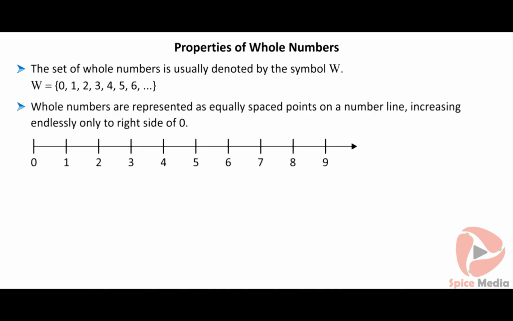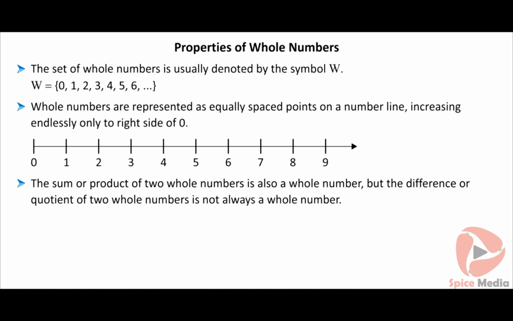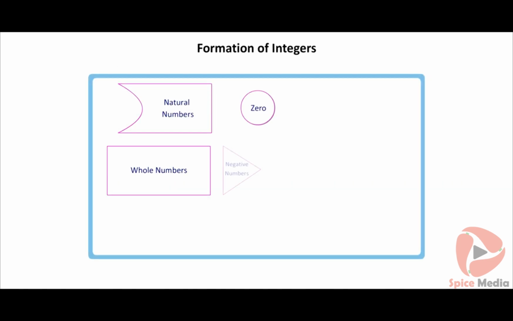Whole numbers are represented as equally spaced points on a number line, increasing endlessly only to the right side of 0. The sum or product of two whole numbers is also a whole number, but the difference or quotient of two whole numbers is not always a whole number. Let us see the formation of the set of integers.